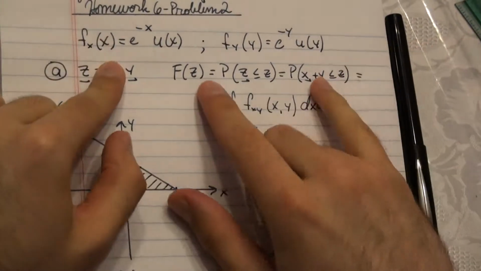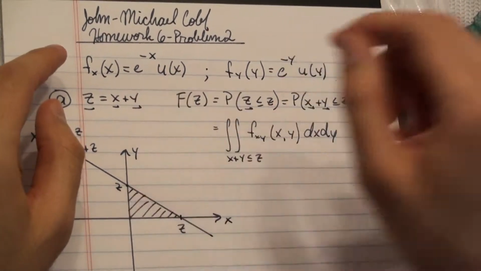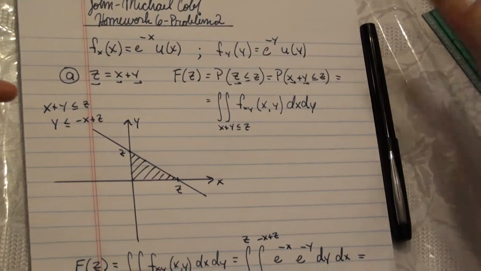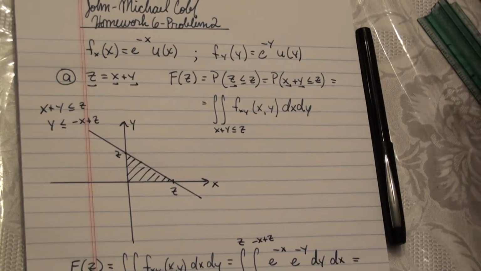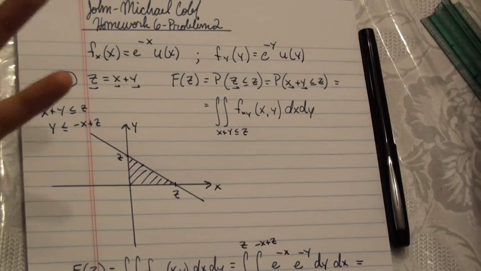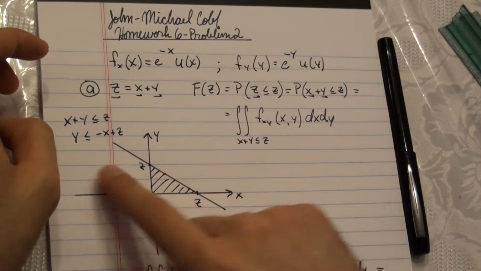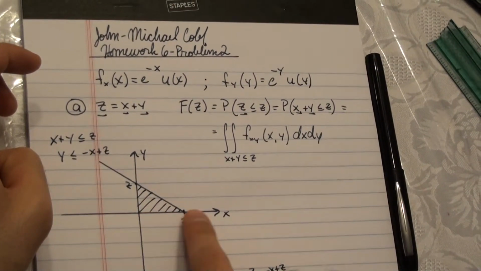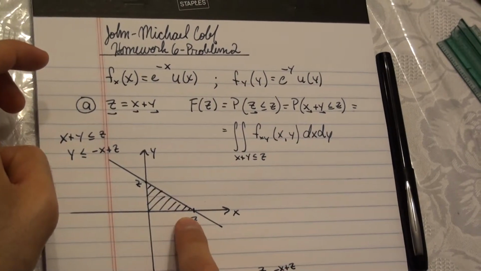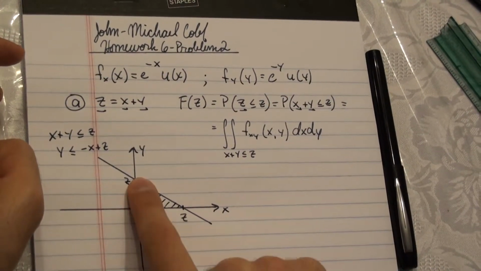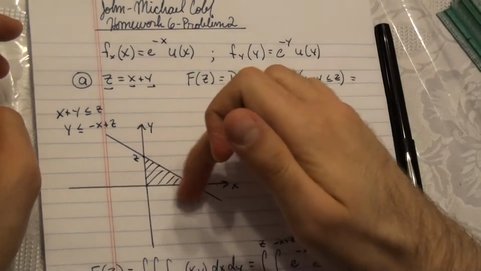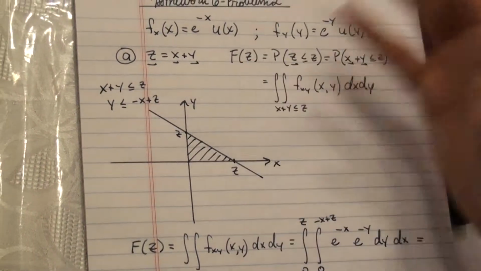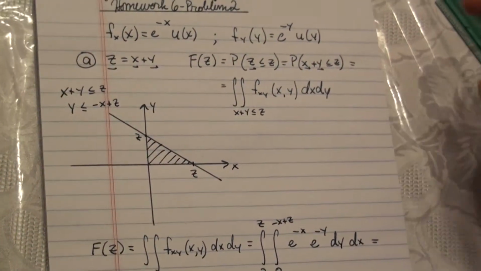Now, because the PDFs over here are multiplied by the step function, that means the x random variable and y random variable cannot be less than 0. They're always going to be greater than or equal to 0. So that's why we're only concerned with y less than or equal to minus x plus z in the positive quadrant, when x is greater than or equal to 0 and y is greater than or equal to 0. So I only care about this shaded area, because x can never be negative and y can never be negative because of the original functions.